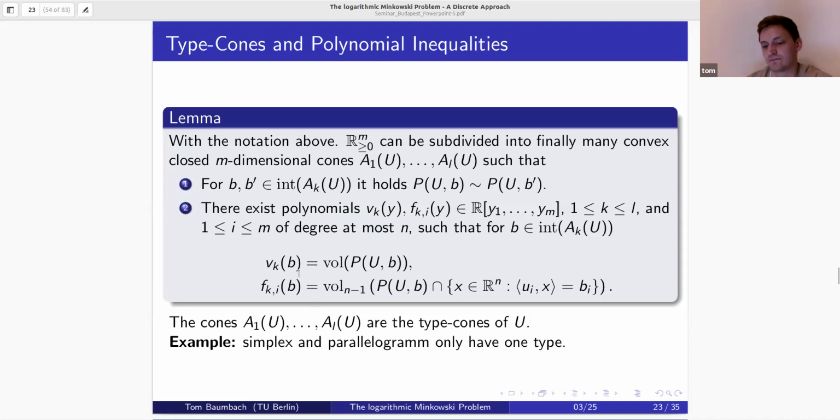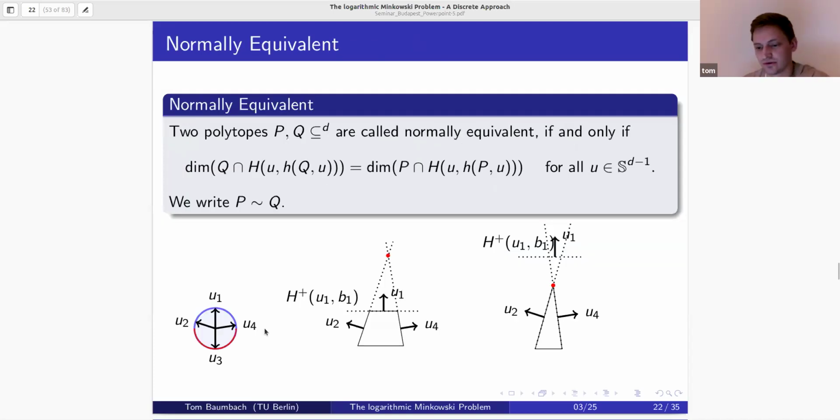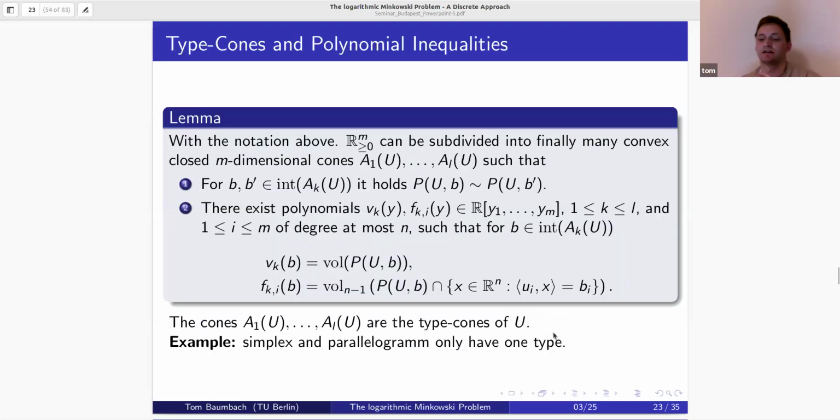And the cones A1 to AL are the type cones of U, as we have seen before. In this case, if U is the outer unit normal vectors of a trapezoid, we have two different type cones: namely, the type where it's a trapezoid, and the type where it's a triangle. Another two simple examples are a simplex and a parallelogram, because they only have one type.